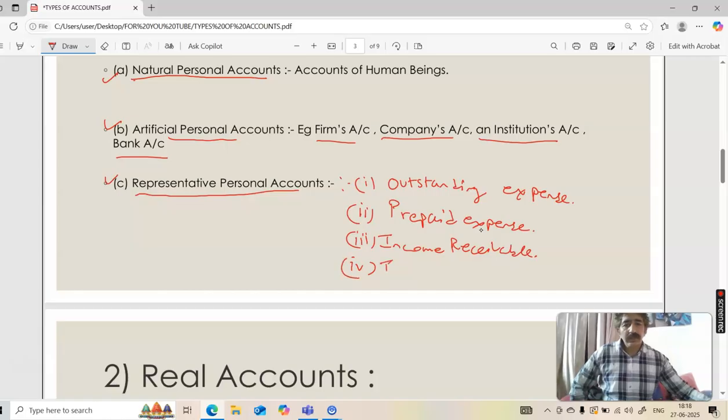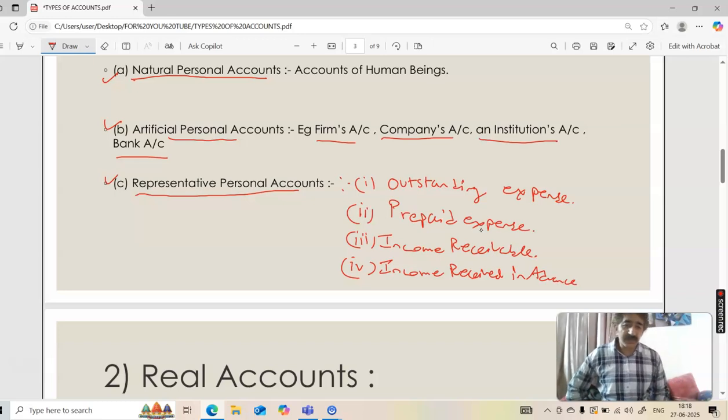Fourth, income received in advance. This is also a representative personal account. Some customers pay you the money in advance for the goods. Suppose a customer is paying a shopkeeper money in advance, but the shopkeeper will supply him the services or the goods later on.